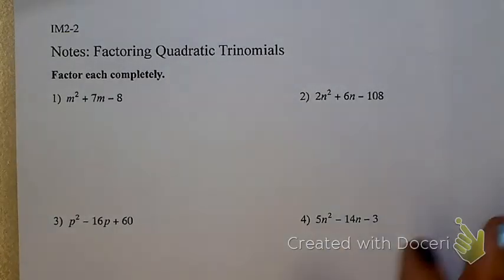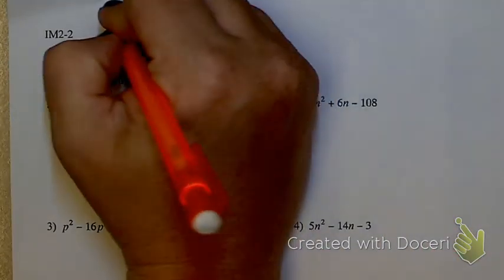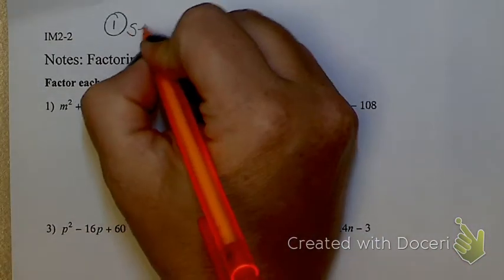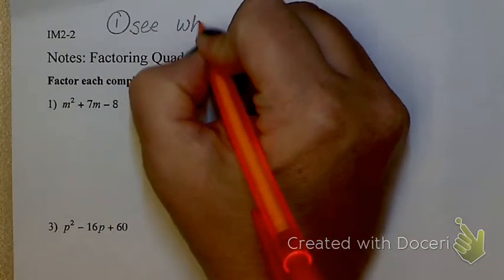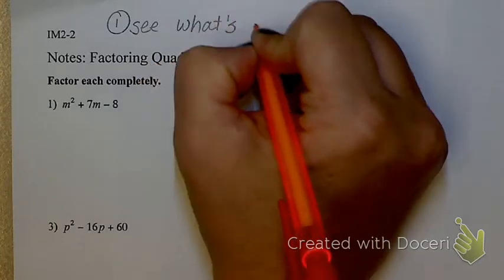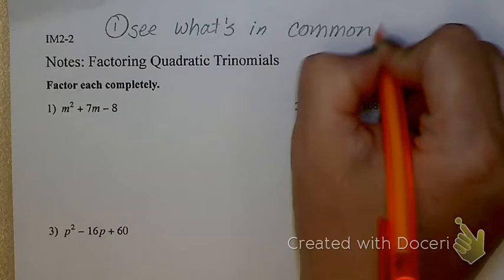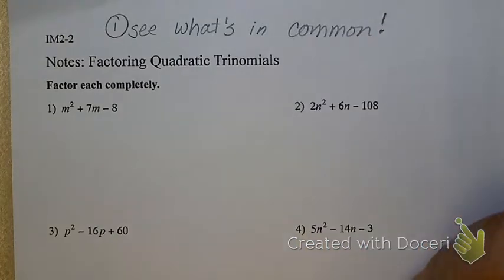Okay? So, step 1, every single time we do this, step 1 is what? See what's in common. That's always step 1. Do they have something in common that they can factor out?